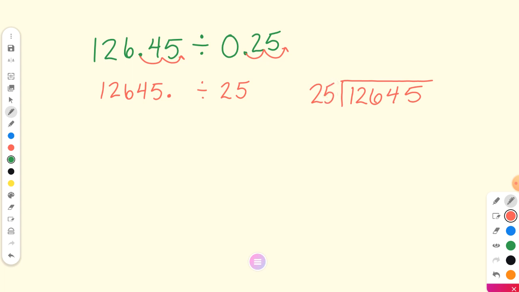Now we start our division. Nate, does 25 go into 1? No. Does 25 go into 12? Does 25 go into 126? Okay, and think, how many quarters do you have in $1.26? 5. Okay, so Jude, if you have 5 quarters, how much money do you have? Yeah, 125. So I subtract, I get 1, I drop my 4.